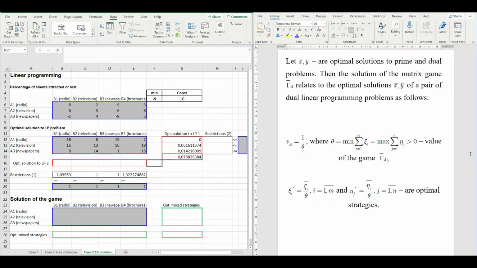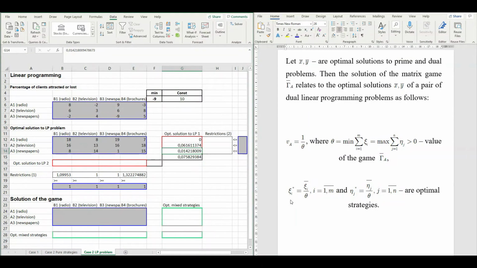For this reason, first of all, let us calculate parameter theta. Theta is just the value of the linear programming problem. To calculate theta, we just need to find the sum of the elements of the optimal solution of the first linear programming problem. And theta is represented in the cell G15. Also, we need to find the elements of the optimal solution of the linear programming problem. Xc1 with line is represented in the cell G12. Xc2 with line is represented in the cell G13. And Xc3 with line is represented in the cell G14.